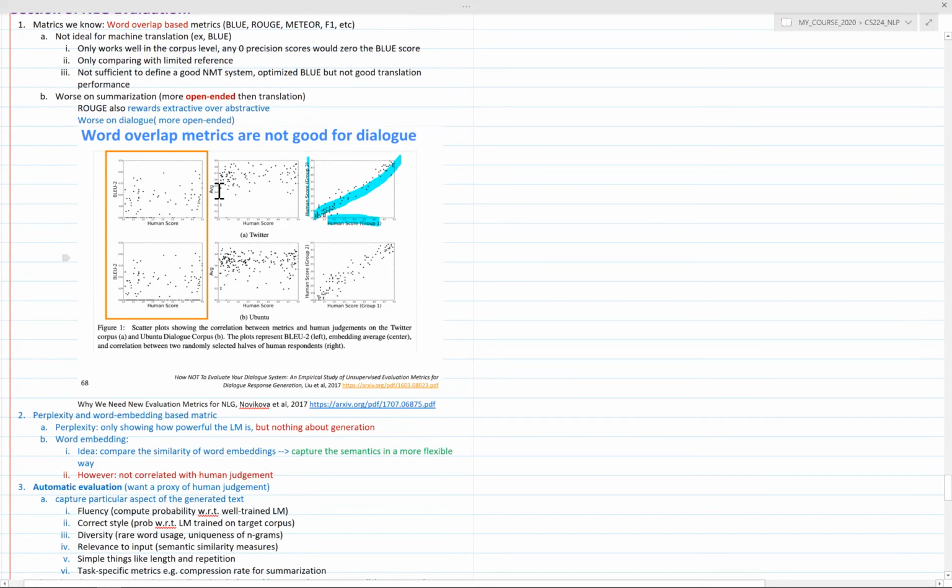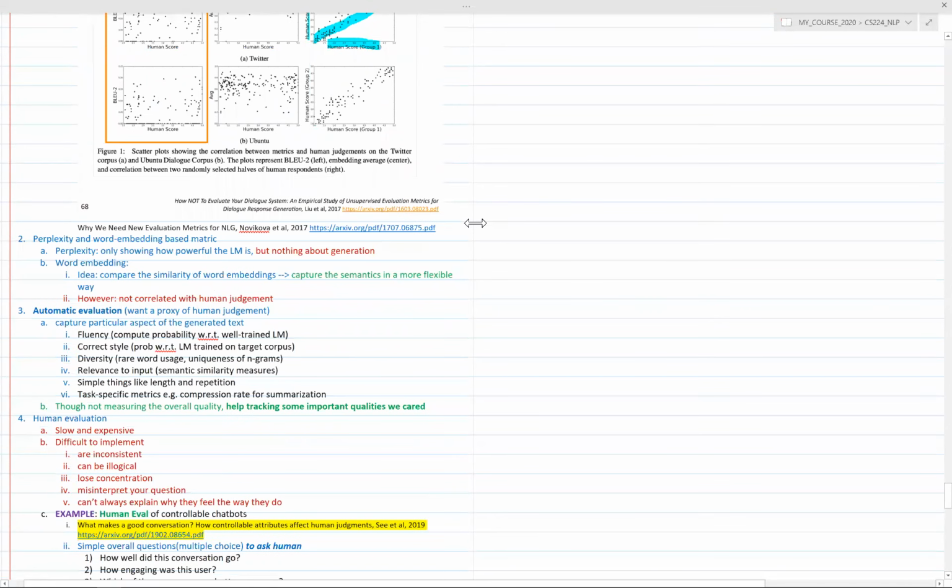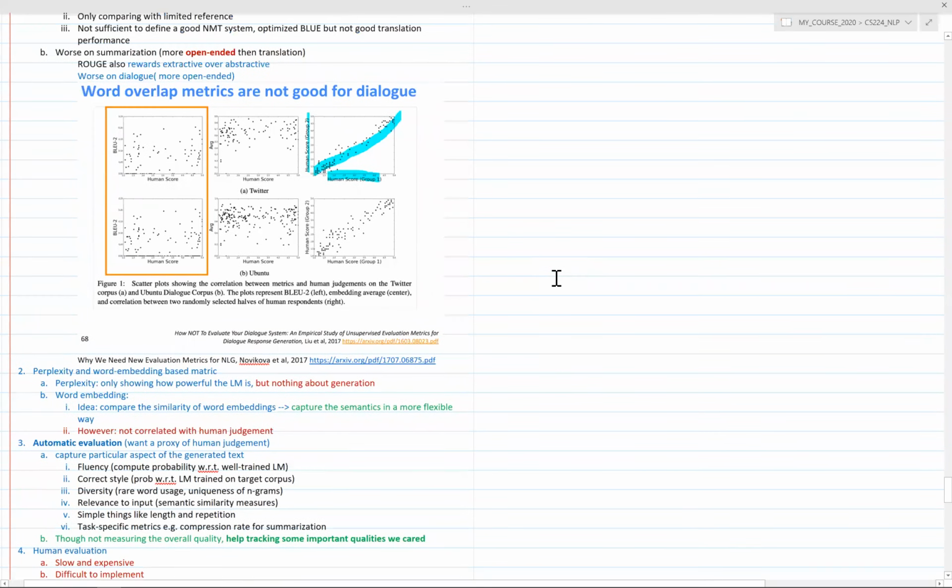which means that the BLEU score is not a good metric to define whether that dialogue is good or not. So then this brings up another question. Can we use perplexity as a metric to evaluate whether that dialogue, I mean, analogy problem is good or not?